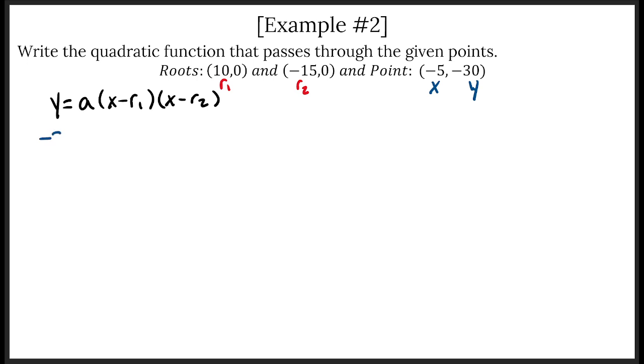We start out with y equals, so negative 30 equals a. I like to go ahead and draw the parentheses with the minuses because the minus comes from the formula. X is worth negative 5. R1 is worth 10. R2 is negative 15. Whew. That looks really messy.